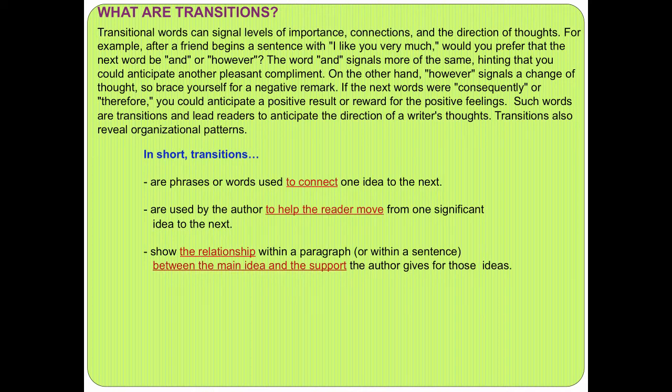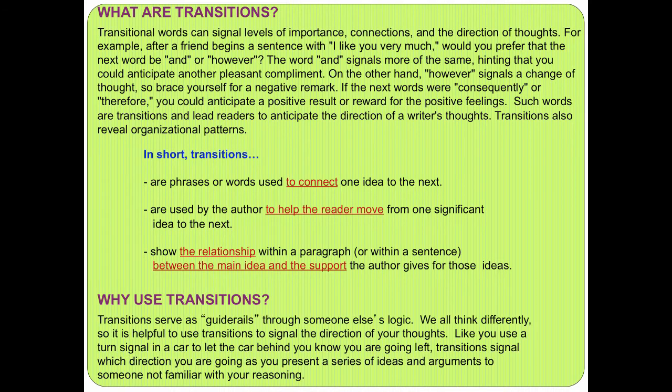In short, transitions are phrases or words used to connect one idea to the next. They are used by the author to help the reader move from one significant idea to the next, and to show the relationship within a paragraph or within a sentence between the main idea and the support the author gives for those ideas.